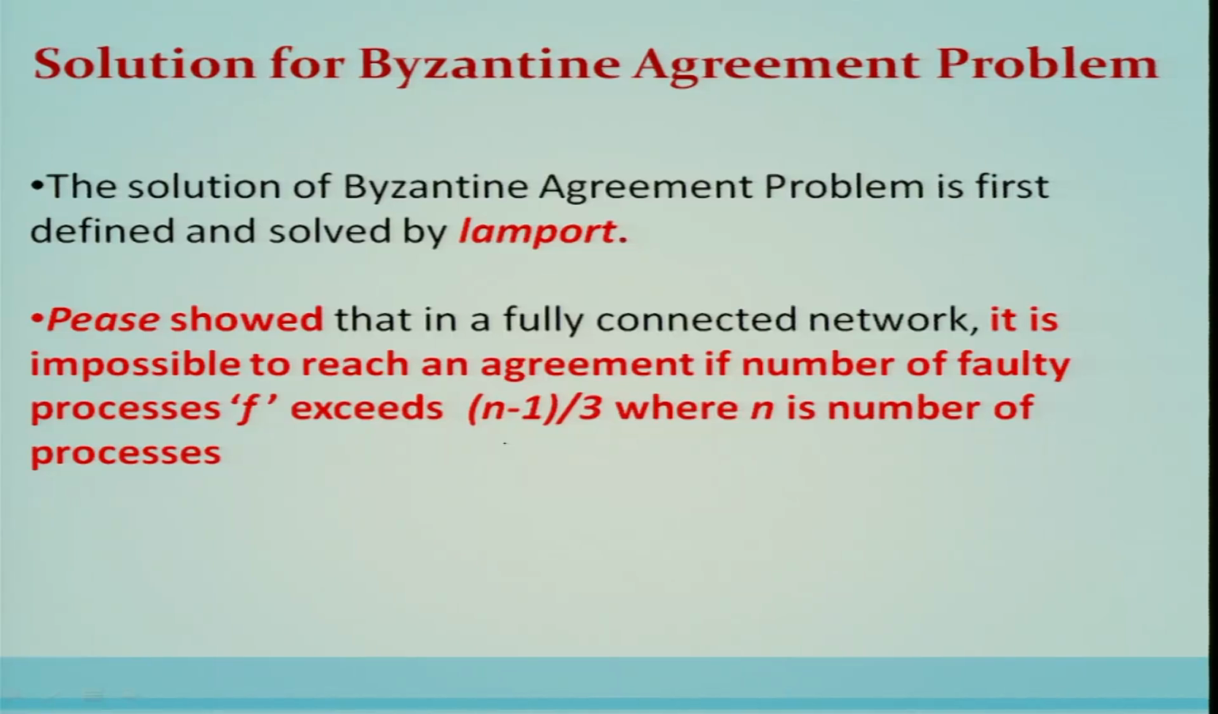So the solution of the Byzantine agreement is first defined and solved by Leslie Lamport. So Lamport-Shostak-Pease algorithm it is. So Pease showed that in a fully connected network, it is impossible to reach an agreement if the number of faulty processors f exceeds n minus 1 divided by 3. That is, f should always be less than or equal to n minus 1 divided by 3.